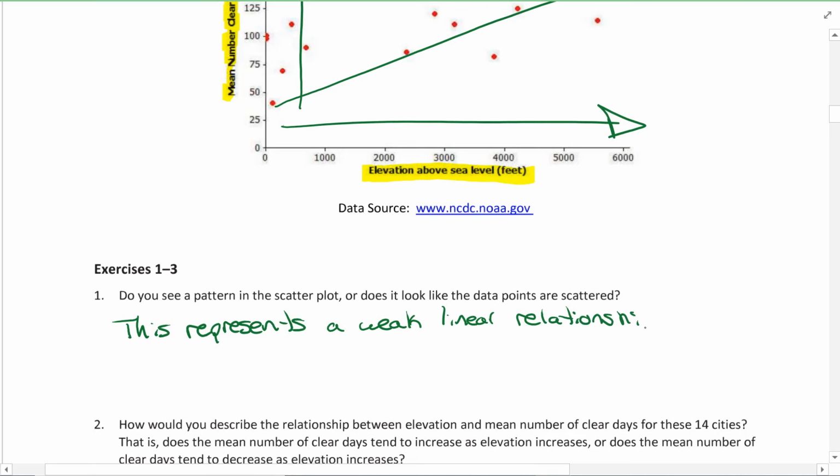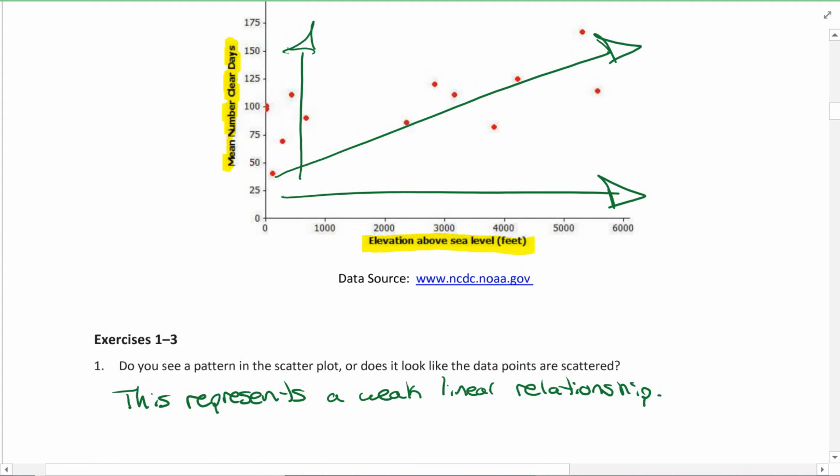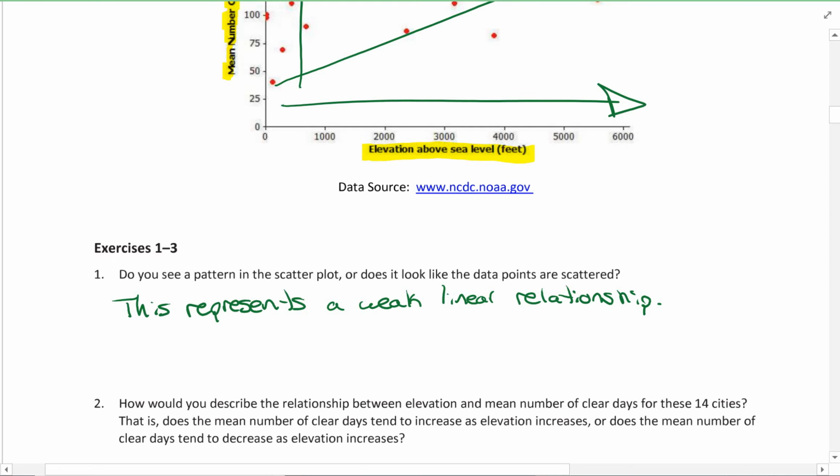Now, you're probably wondering, all right, Mr. Z, if this represents a weak relationship, what would a strong relationship be? And basically the answer to that, guys, is the more linear or the more put together a graph looks, the stronger it is. So if my points were closer to a line, it'd be stronger. If my points were exactly in a line, it'd be the strongest. And again, the more widespread my points look, the weaker that is. We also call this correlation.